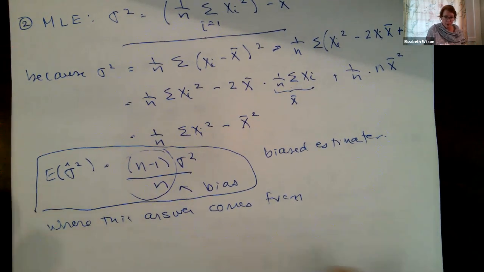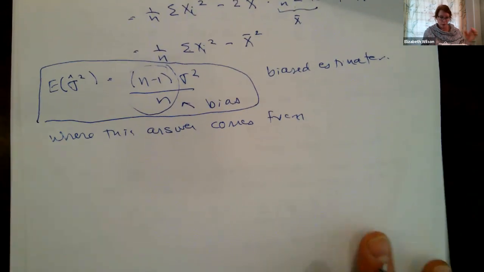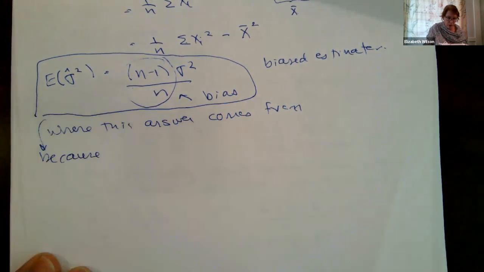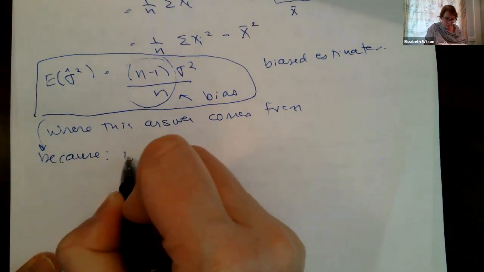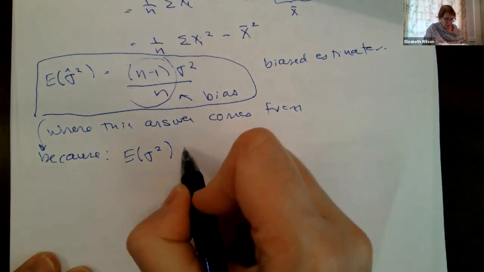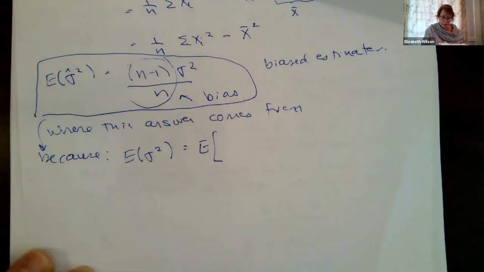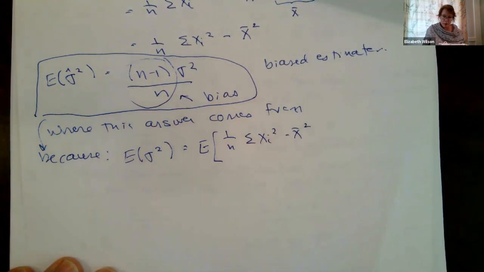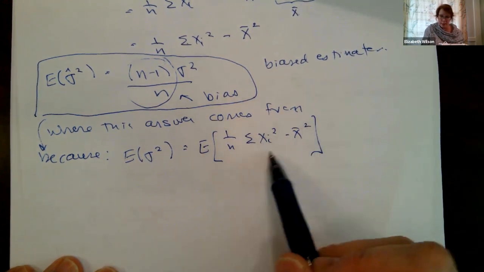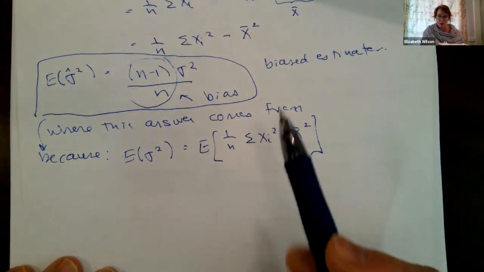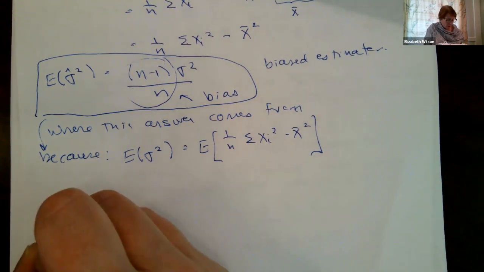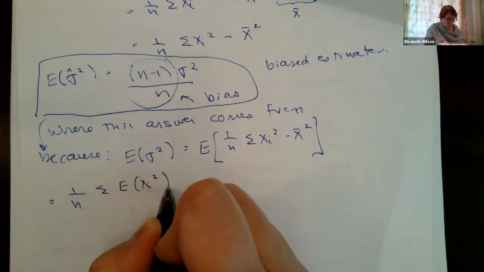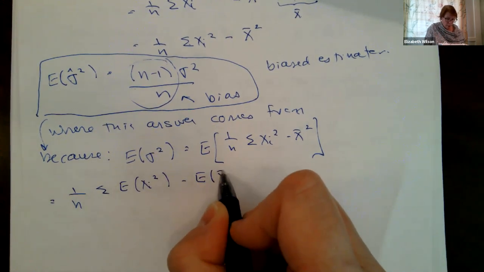Let's write it out. You need some more room. So this comes from our expected value for sigma hat squared being equal to the expected value of, I'm going to start plugging things in, 1 over n sum x sub i squared minus x bar squared. I'm going to take the expected value of this, substituting just like we did when we did the mean. So this is going to be 1 over n sum expected value of x sub i squared minus expected value of x bar squared.